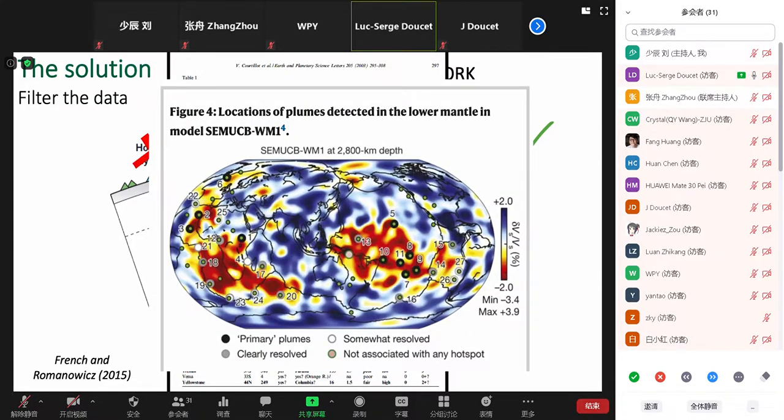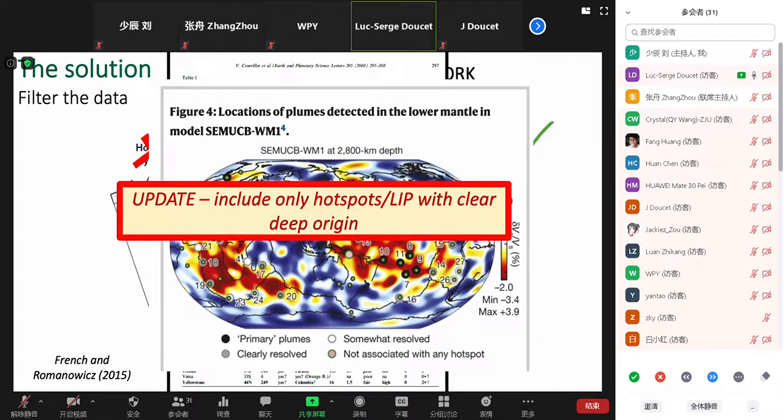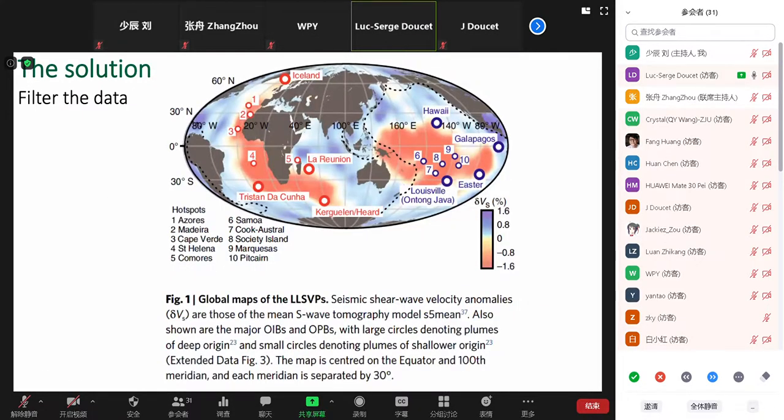So we updated the list from Coutinho, about 10 years after he created these criteria, using the most recent tomographic data and the new isotopic compositions. We come up with this map, which is a combination of the LLSVP and the plumes. On that map, we show that of the 18 major plume products we have here, only eight can be considered without ambiguity to be deep sourced: Iceland, La Réunion, Tristan da Cunha, Kerguelen for the African domain, and Louisville or Ontong Java, Easter Island, Galapagos Island, and Hawaii for the Pacific domain.